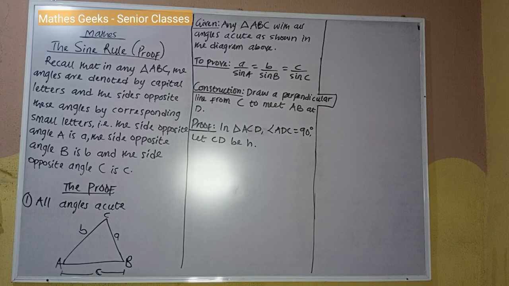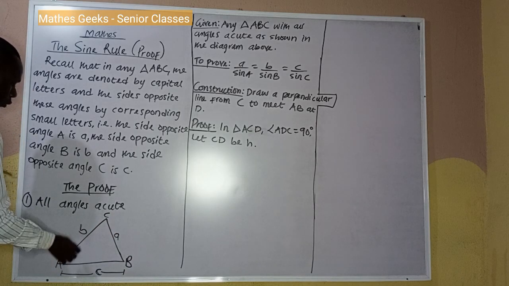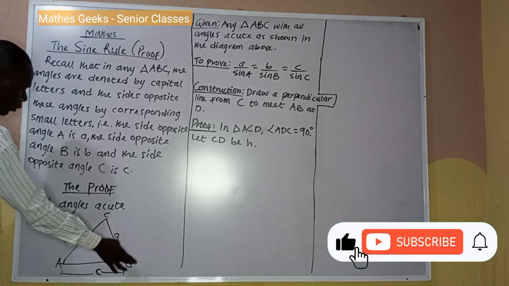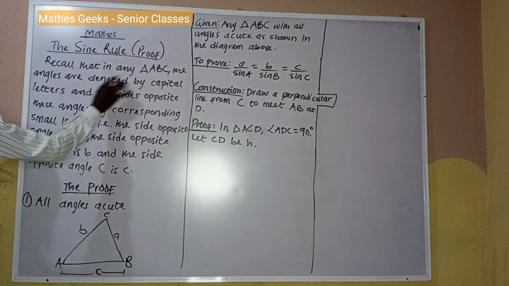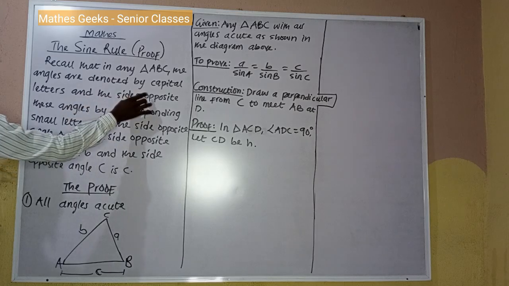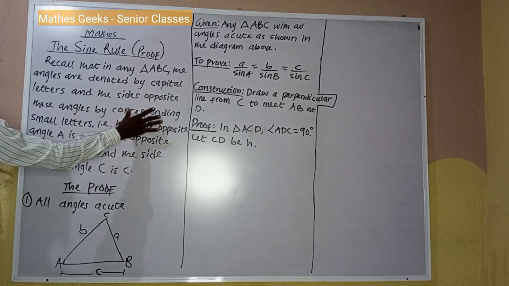The sine rule. Proof. Recall that in any triangle ABC, the angles are denoted by capital letters and the sides opposite these angles by corresponding small letters. So this is what it means. In any triangle, for instance triangle ABC, the angles are denoted by capital letters, and the sides opposite these angles by corresponding small letters.